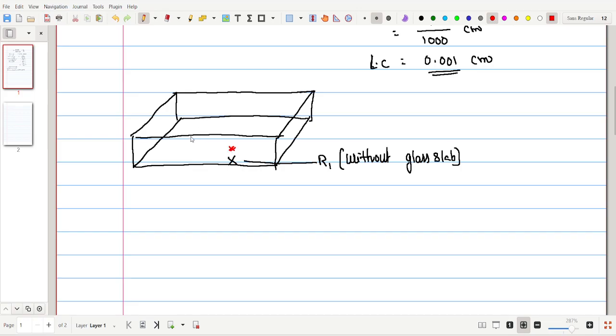So from the top of the glass slab until the bottom, this is called real depth. From the top of the glass slab here, this is apparent depth. So we need to find this reading also while looking from the microscope. R2 we need to find.